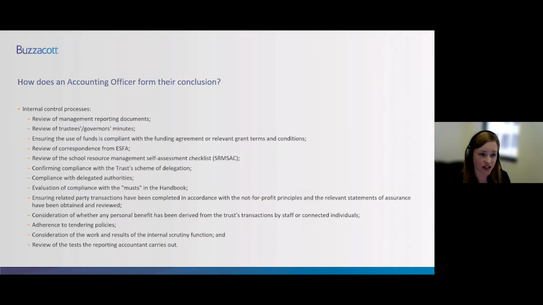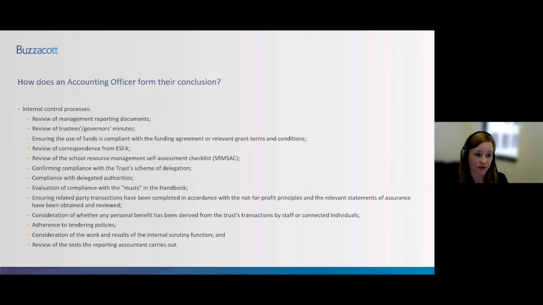We then have consideration of whether any personal benefit has been derived from the trust's transactions by staff or connected individuals. Adherence to your tendering policies, so that's your procurement framework and your controls over processes, and consideration of the work and results of the internal scrutiny function. So this is your internal audit and the work that they've completed during the year.